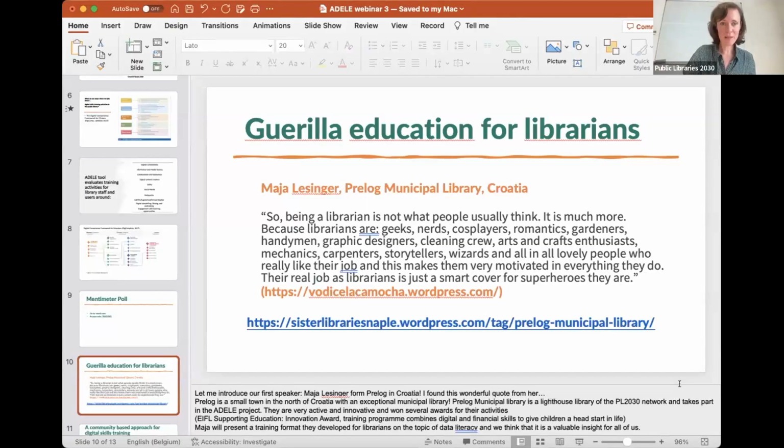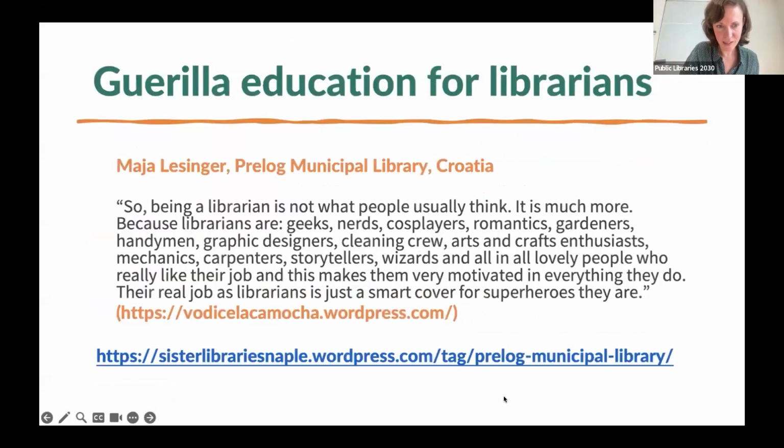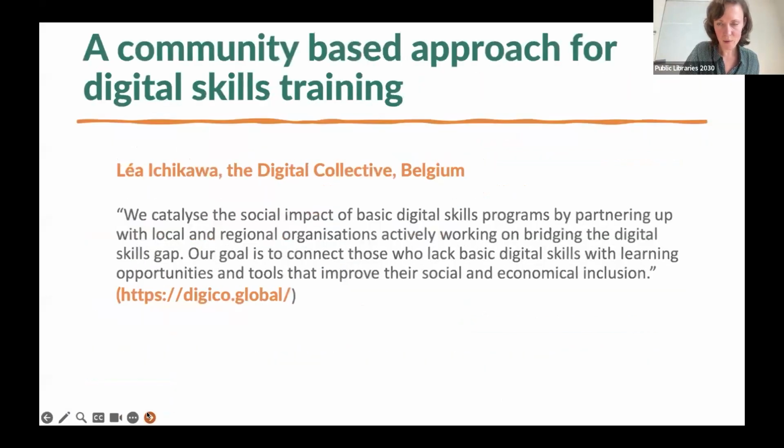So then I will share my screen for a second just to introduce our second speaker. And she will also talk about a community-based approach. But let me first check, because now I have to set it. Everything is a bit voila.